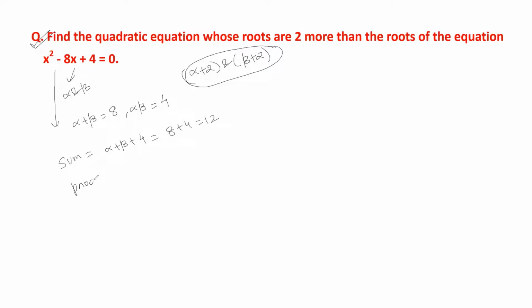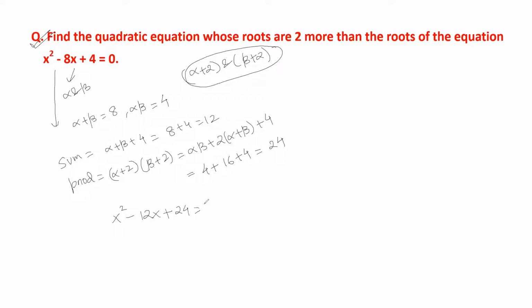And the product of the roots would be simply (alpha plus 2) times (beta plus 2), which would be alpha beta plus twice of (alpha plus beta) plus 4. So this would be 4 plus 2 into 8, that would be 16, plus 4. So this would be 24. So the equation would be simply x squared minus the sum of the roots into x, so that is 12x, plus the product of the roots, that is 24, equals 0.